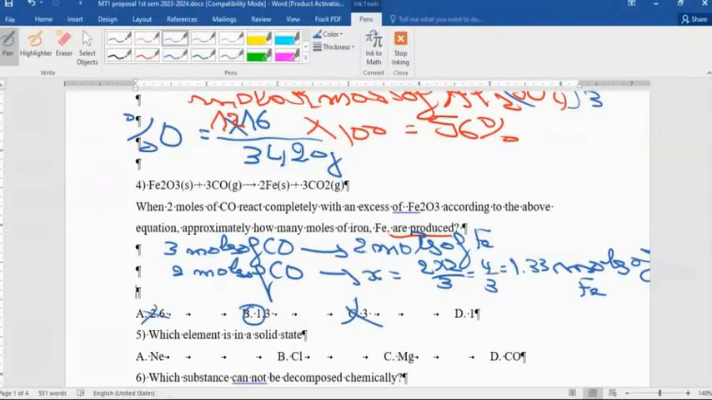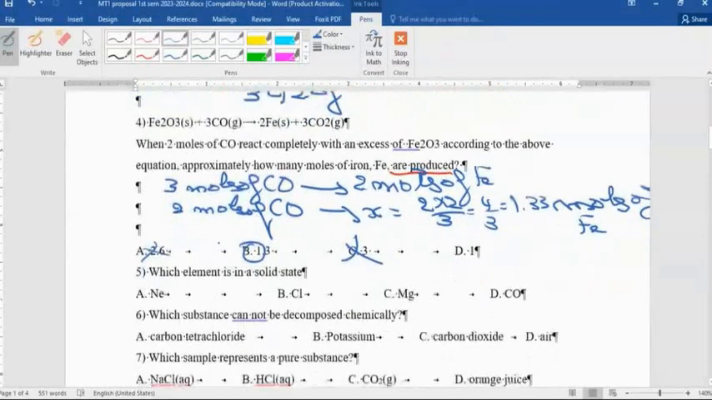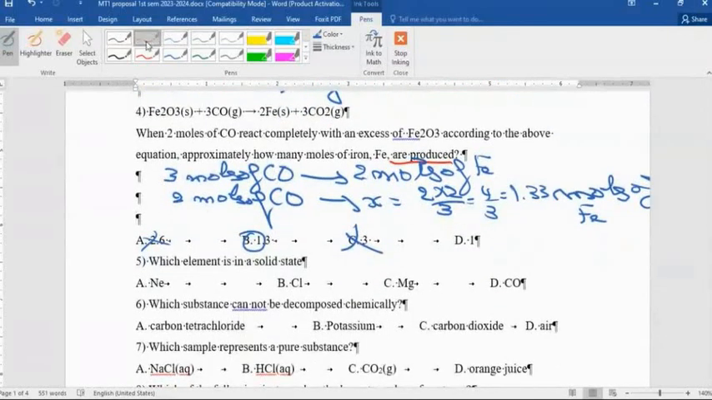So the next question will be, which element is in the solid state? This is related to chapter number 1. Here he gave me neon gas by its name, chlorine gas, and this one is carbon monoxide gas. So my correct answer will be magnesium.